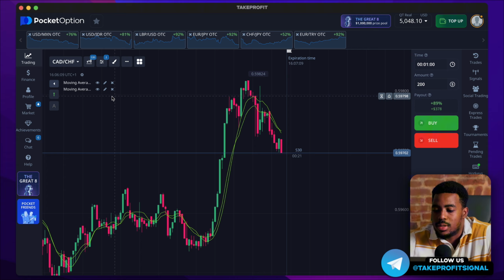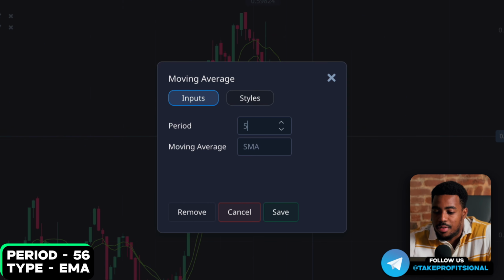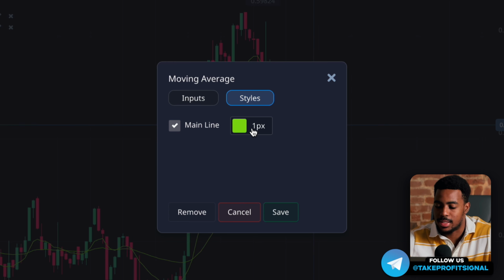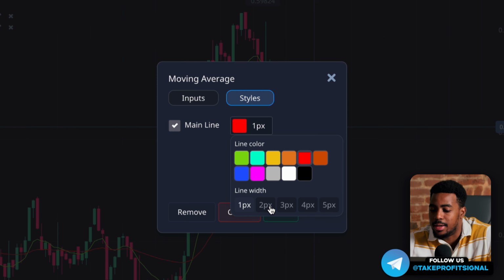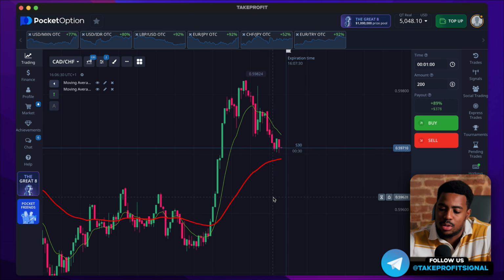The setup for the second indicator looks as follows. Change the period to 56. Change the indicator type to EMA as well. If you don't do this, your strategy won't work. Instead, we make sure this line differs from the first line. So adjust everything according to your preference.